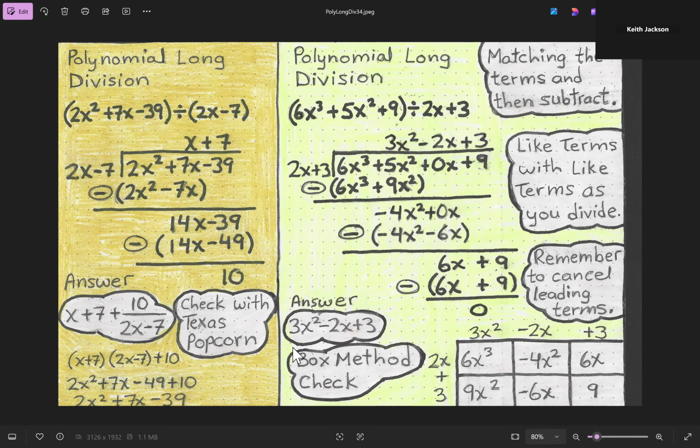And so our answer is 3x squared minus 2x plus 3. And we can check it using the box method.